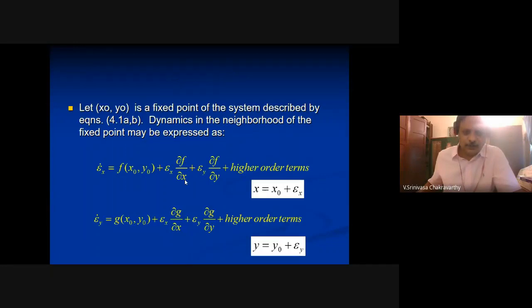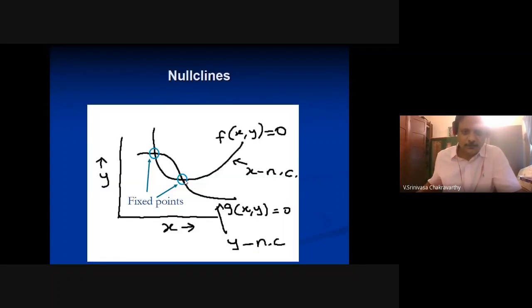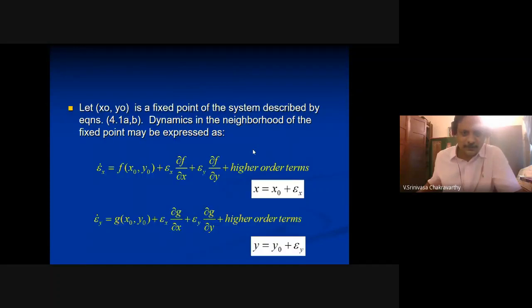Okay, now how do you study them? What is the dynamics of the system? One simple trick that people consistently use is to first find out the fixed points where both these curves meet. That means both functions become 0 simultaneously. And then study the dynamics around those fixed points by linearizing them. So how do you do that? Let x be equal to x naught plus epsilon x, and y be equal to y naught plus epsilon y, where x naught, y naught is a fixed point.